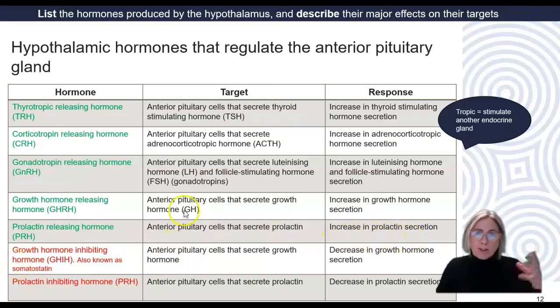Now with the red ones, you're going to get the opposite. So growth hormone inhibiting hormone, GHIH, also known as somatostatin, targets those similar anterior pituitary cells that secrete growth hormone, but here the response is a decrease in growth hormone secretion. And similarly, prolactin inhibiting hormone acts on those anterior pituitary cells that secrete prolactin to cause a decrease in prolactin secretion.